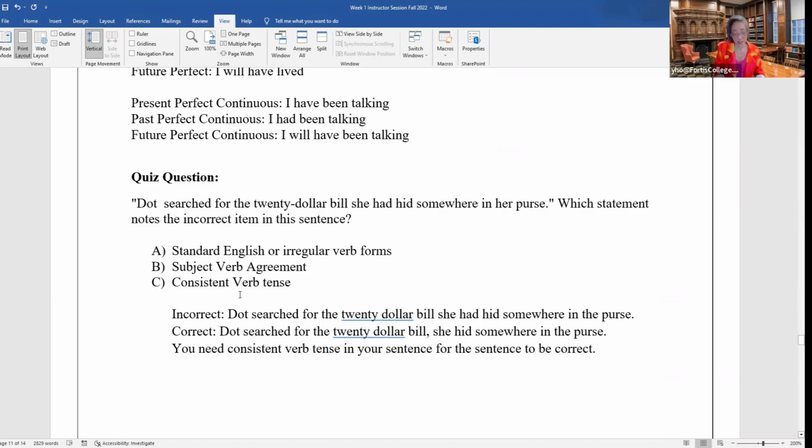Do you understand? It would be correct if I did this, all right? But because you have two different tenses and they're in the wrong order... if I said she had hid her $20 bill somewhere in her purse, then dot search for that bill, then that would be correct. So it's in the wrong order. You have to know that the perfect tenses usually come first. Then you have the simple past.